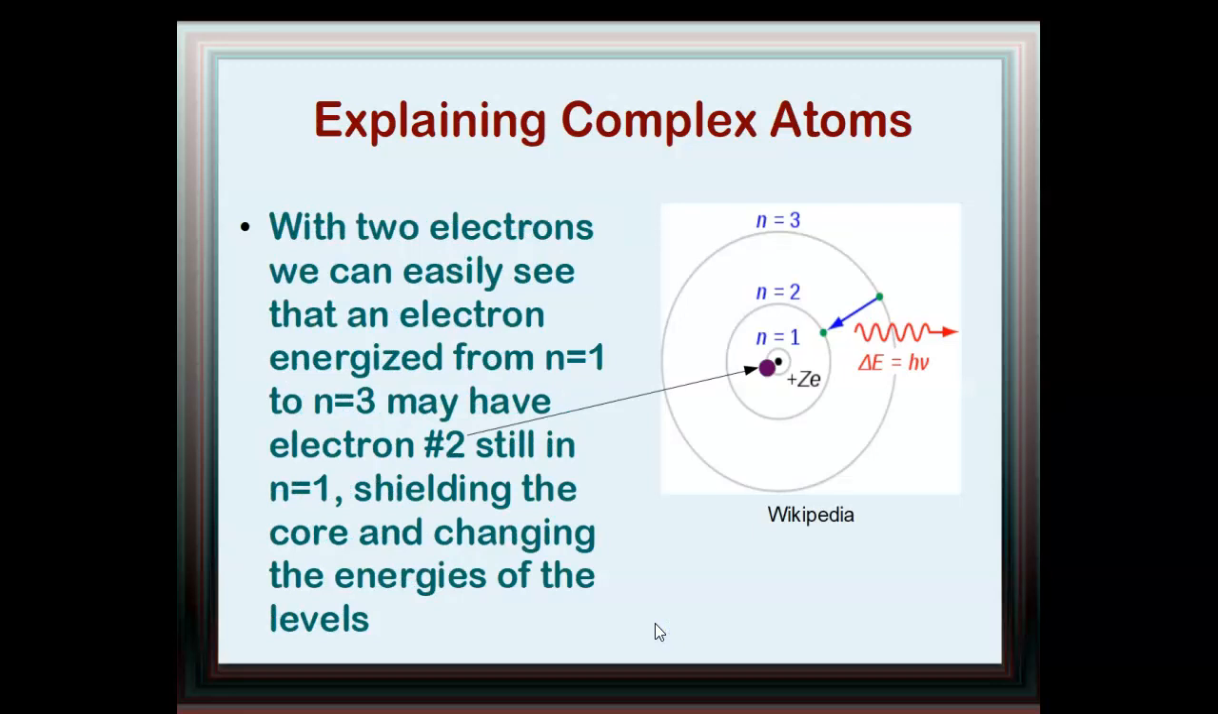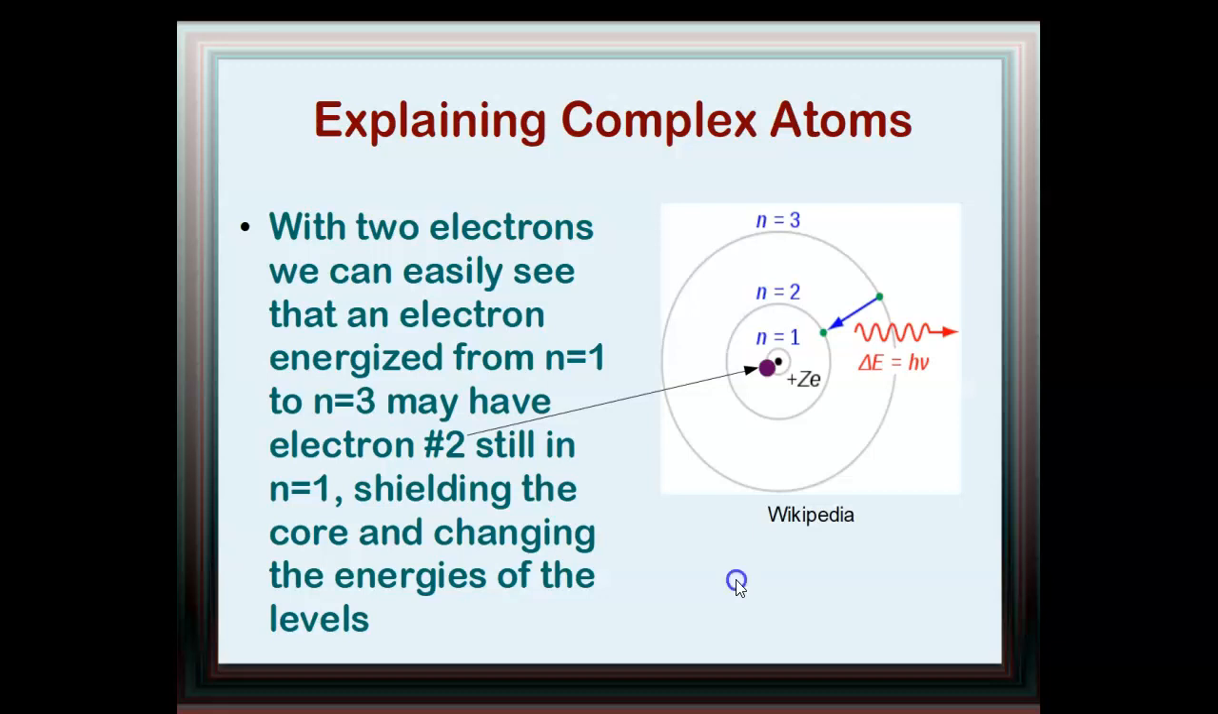If you add that second electron, you can easily see that an electron that has been energized from 1 up to 3 may still have the second electron in the first energy level. What that does is it partially shields the electron that's been energized, that's jumped to the third energy level. It partially shields it from the nuclear charge, and therefore the energies of the various levels will change because of that shielding effect.